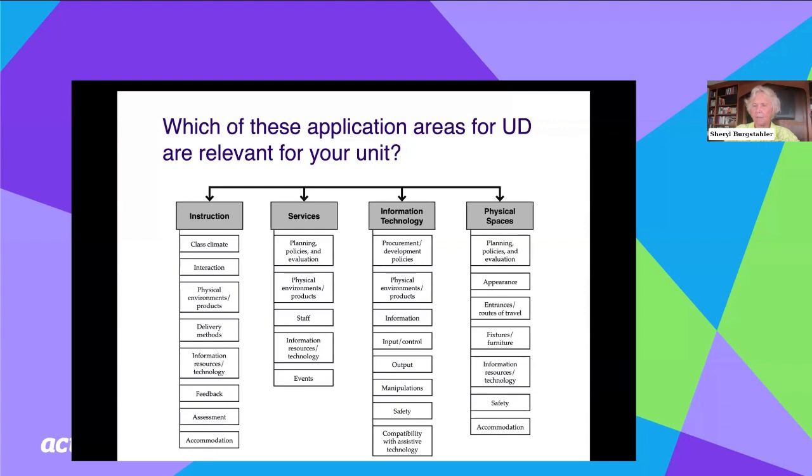And physical spaces, we'll talk more about that. But planning and policies again, evaluation, the appearance of the space. We want to universally design it, but we want the appearance to be what we want it to be. Looking at entrances, we talked about that a little bit. Routes of travel. Sometimes the accessible entrance is in the back of a building and there's no sign to say where it is. The fixtures, the furniture, information resources, and we always have to think about safety as well, and again, accommodations.